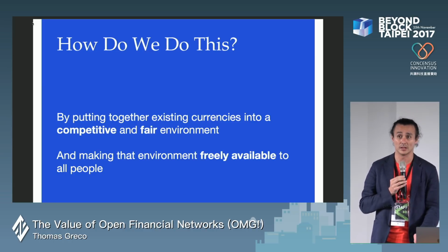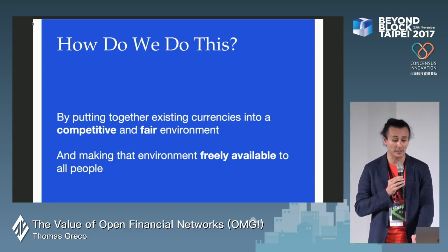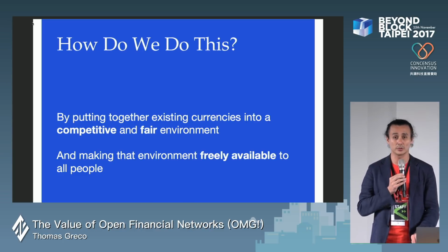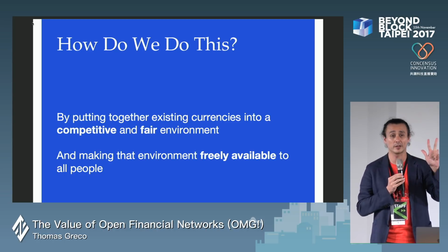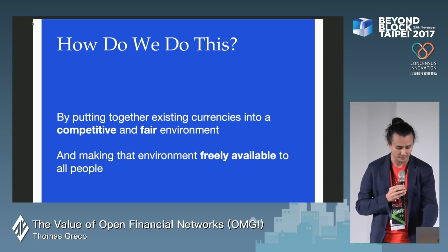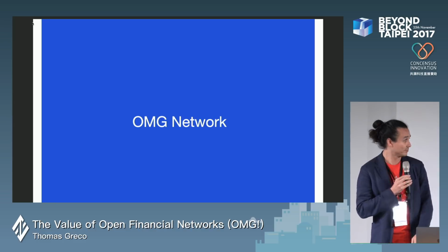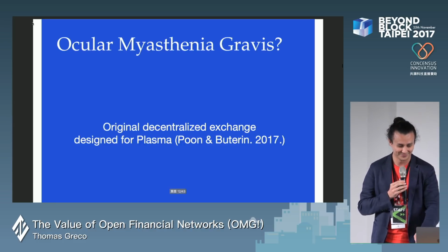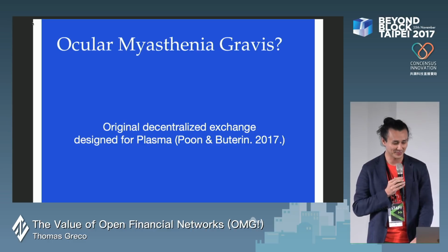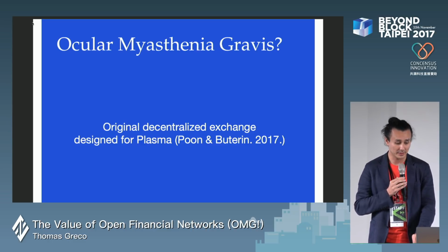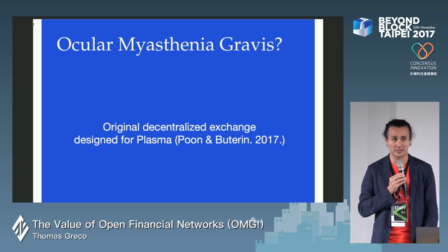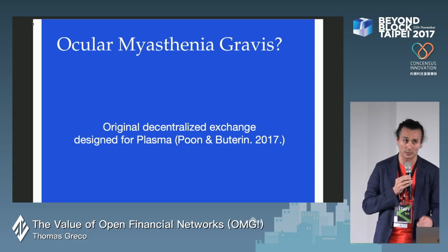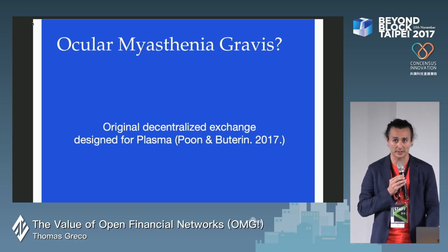So how do we do this? Essentially, in concept, we do this by putting together existing currencies into a competitive and fair environment, and making that environment freely available to all people. What is OMG? Okay, it's an original decentralized exchange designed for Plasma, which is a smart contract scaling solution meant to be used on top of Ethereum, or actually any other smart contract enabled blockchain.